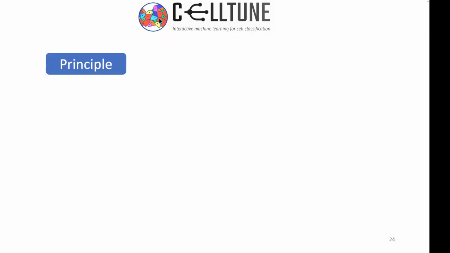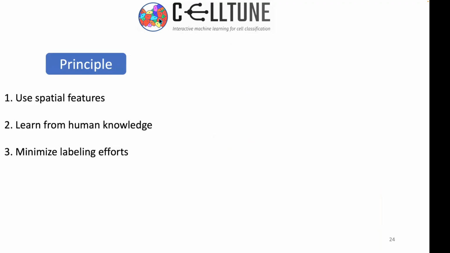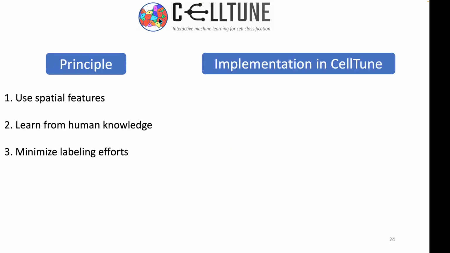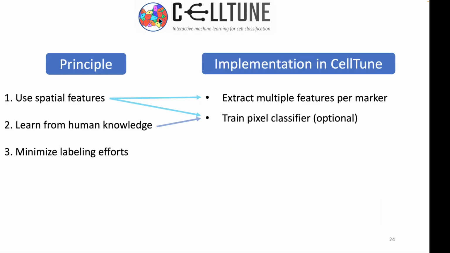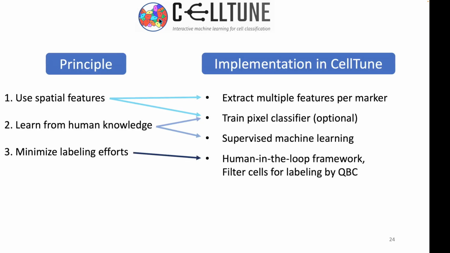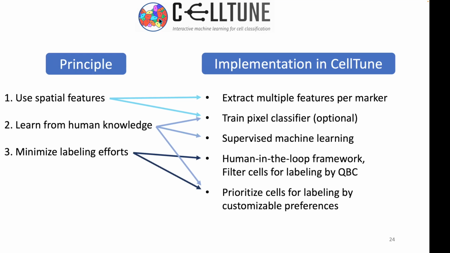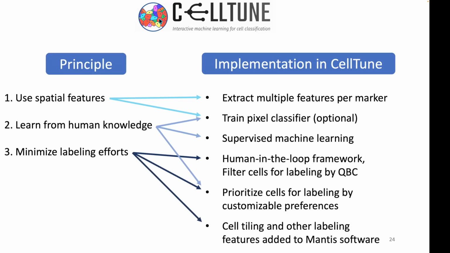So that's the method. To summarize, just again before moving to the results, the principles were to use these spatial features and the learned human knowledge, and minimize the labeling effort. How we implemented it is extracting features from the images per marker, training pixel classifiers, using supervised machine learning, the human in the loop framework, filtering by this query by committee, and then also allowing the human to put in what's important to them. And to minimize efforts, we have all these nice features in Mantis.